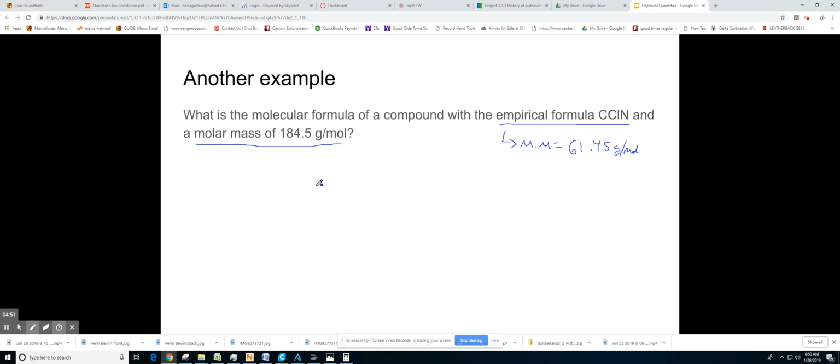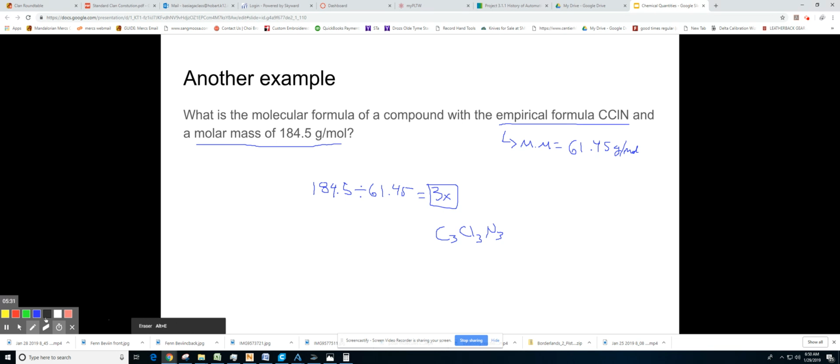Okay, I'm going to come over here. I'm going to take my 184.5. I'm going to divide it by the 61.45. And when I do that, I get 3. So I'm going to have to put a 3 times multiplier on each of my subscripts over here. So that means that my molecular formula would be C3Cl3N3.